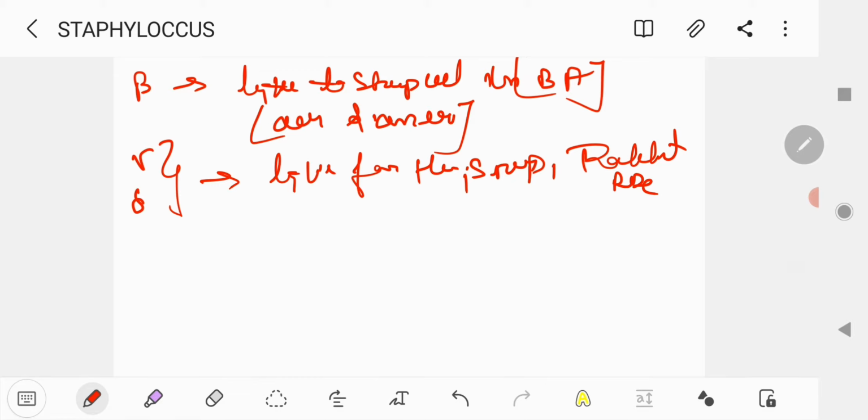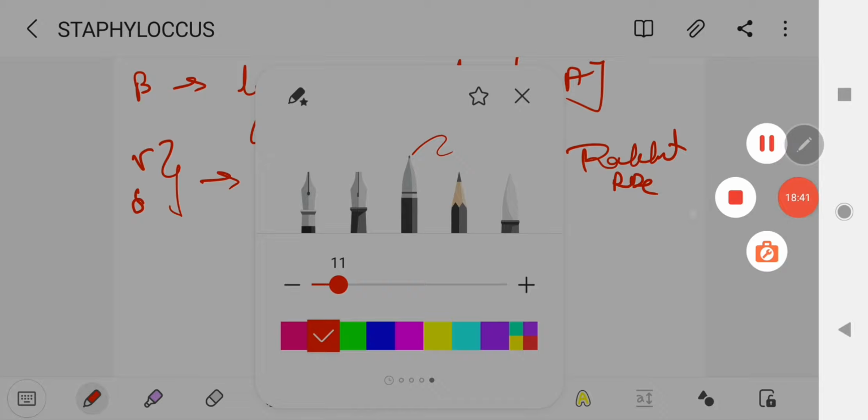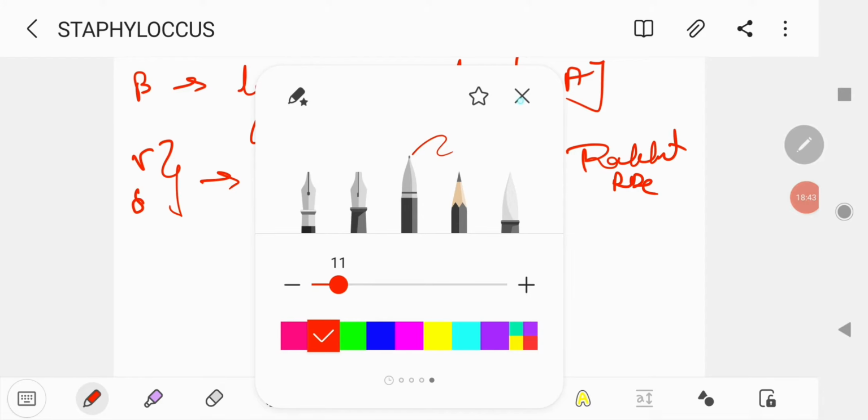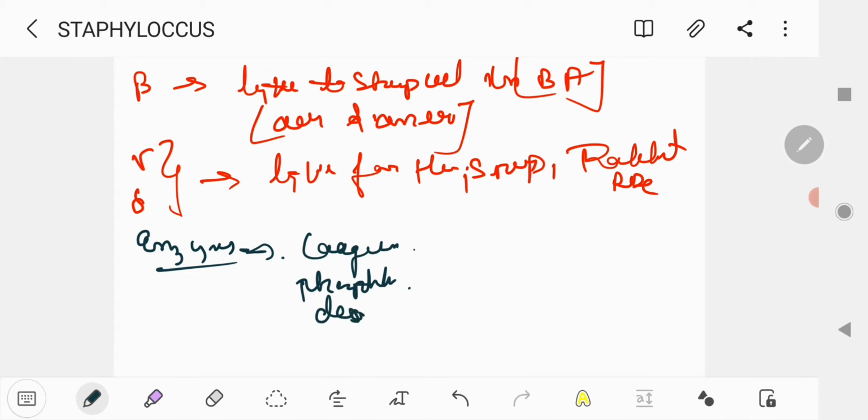So for the next, enzymes. Staphylococcus aureus is a long topic, so this video may become a long one. Staphylococcus enzymes basically. In enzymes there are three: coagulase, phosphatase and deoxyribonuclease. Okay, so coagulase, it is coagulase positive.